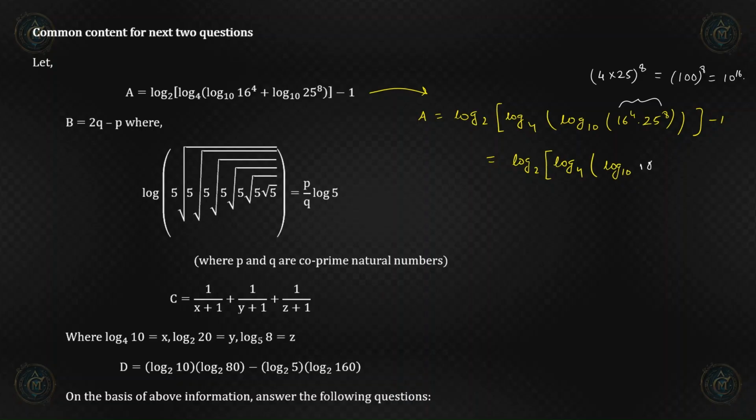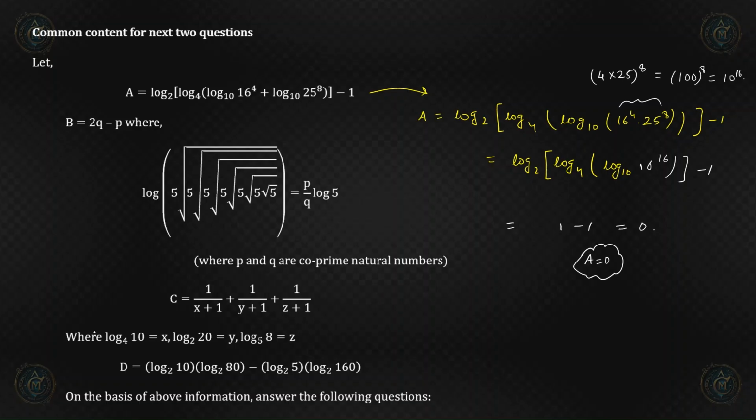So this becomes log of this quantity. Now this thing can be simplified to 16, since log of 10 with base 10 is equal to 1. So this becomes 16. Then log of 16 with base 4. This is 4 squared, so this term also becomes 2. And this term is log of 2 with base 2, which is also 1. So this becomes 1 minus 1, that is 0. So A is equal to 0.